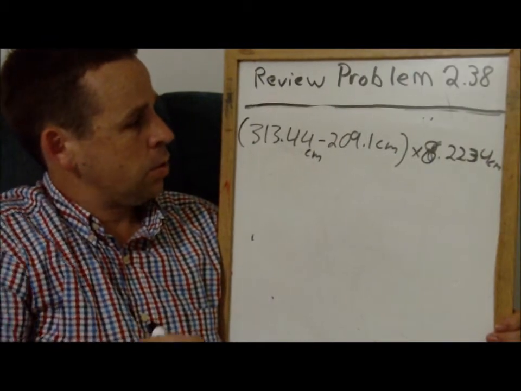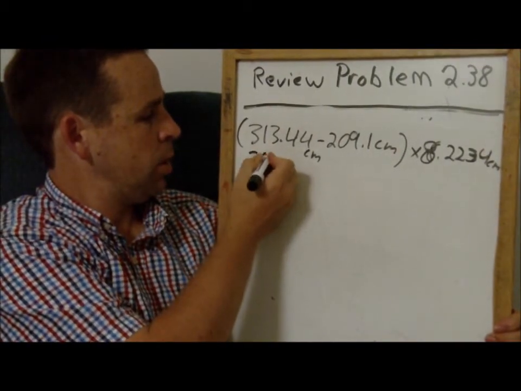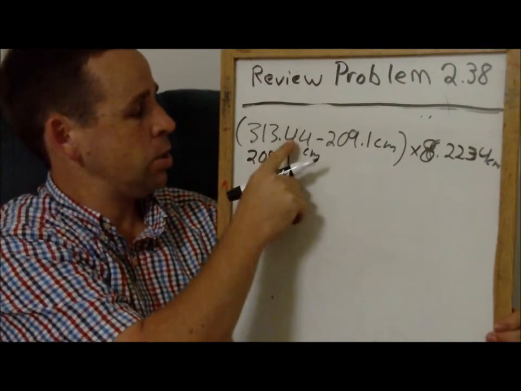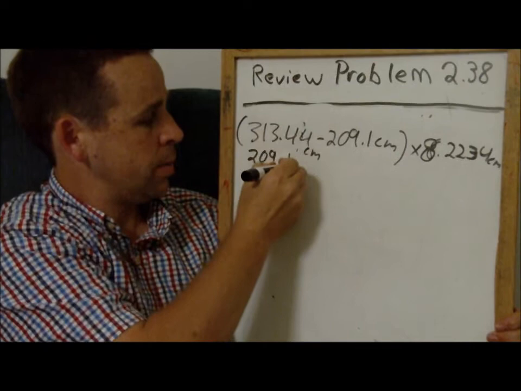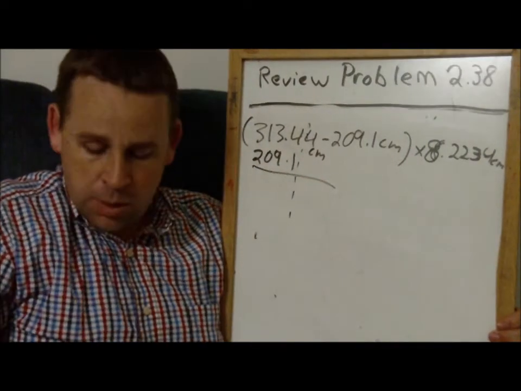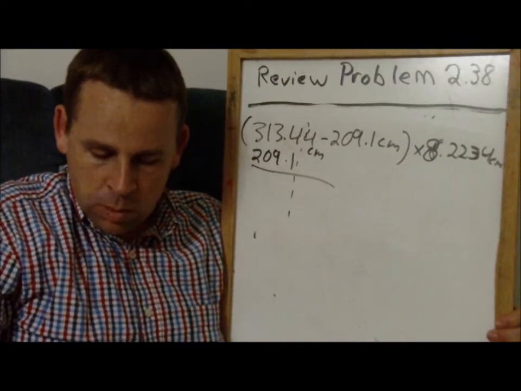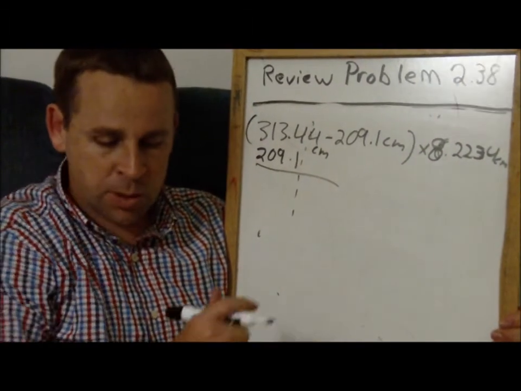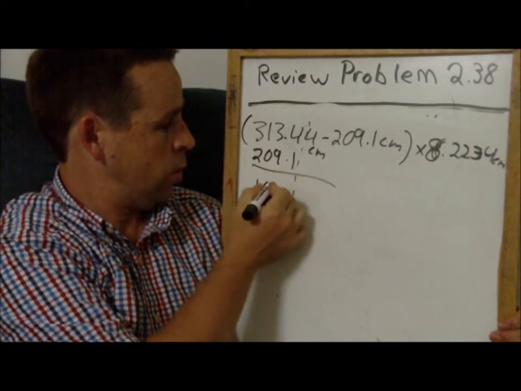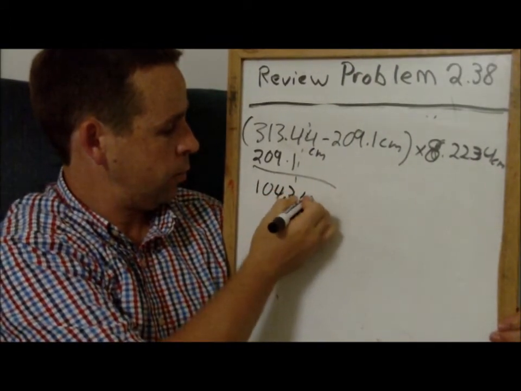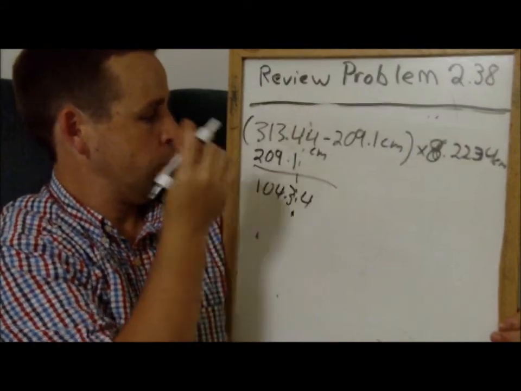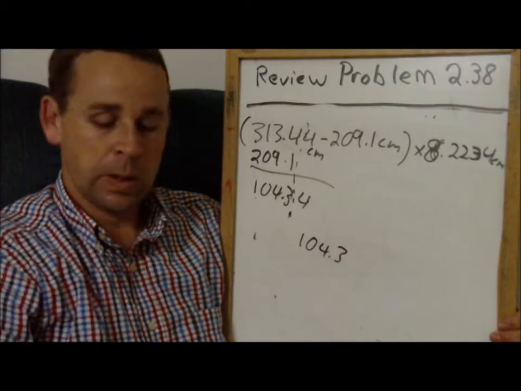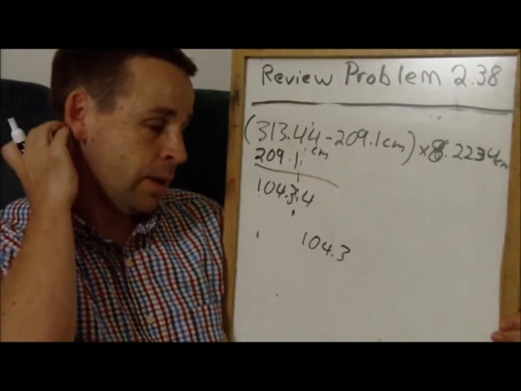313.44 minus 209.1. Again, I line up the decimal points. This one only has 1 digit beyond the decimal, and this has 2, so I'm limited to the 1. So my answer is going to be limited to 1 digit. The answer is 104.34, but I'm limited to the first decimal place, so the answer is going to be 104.3.